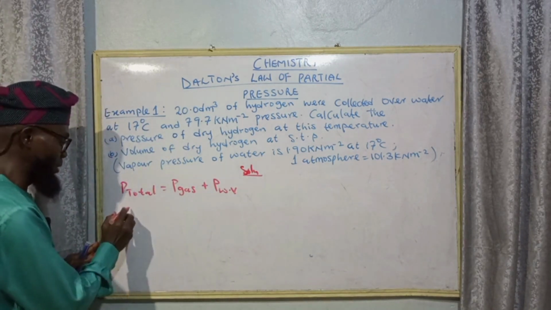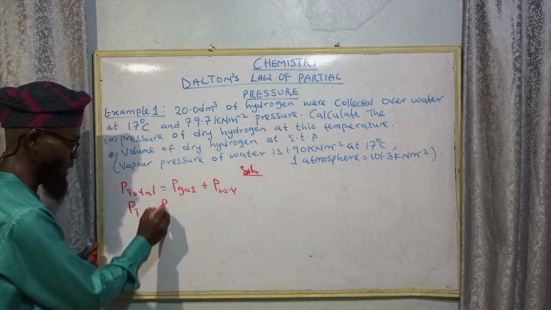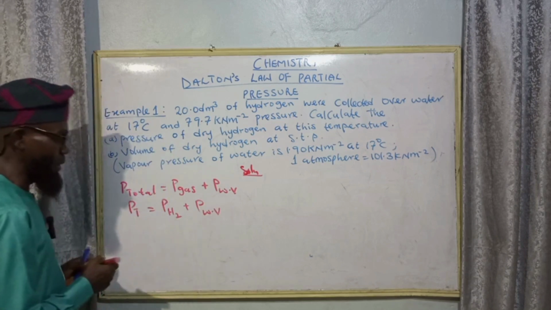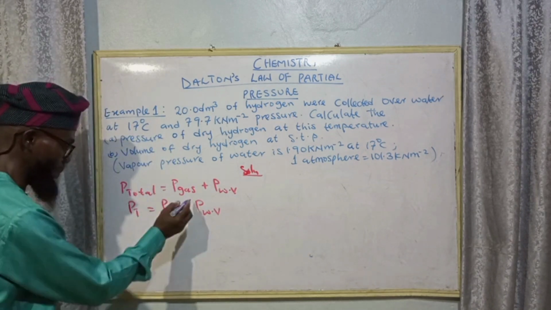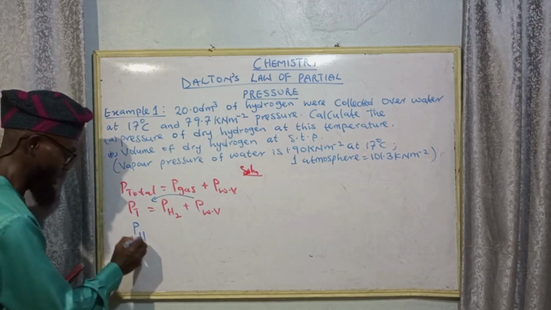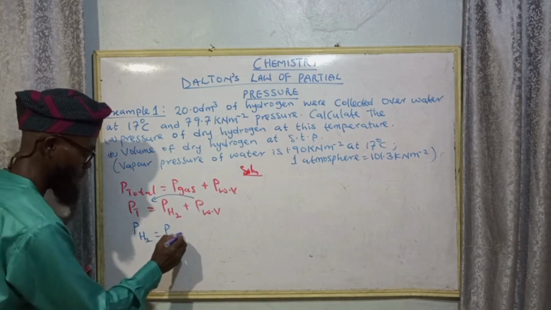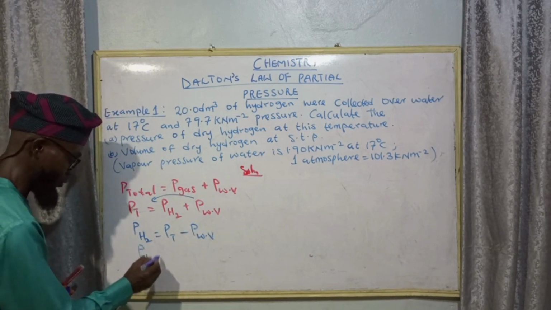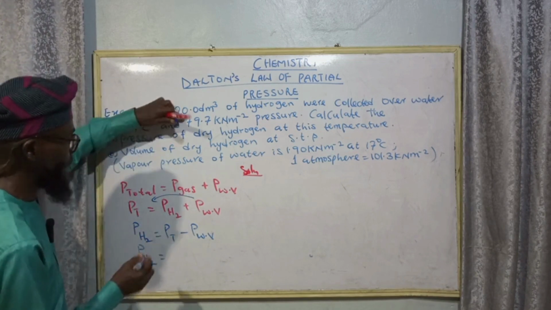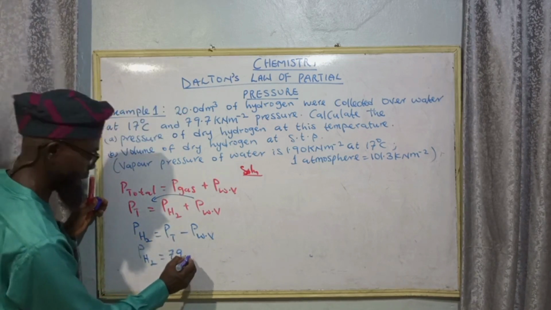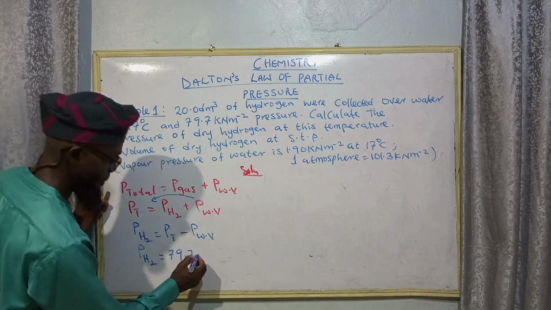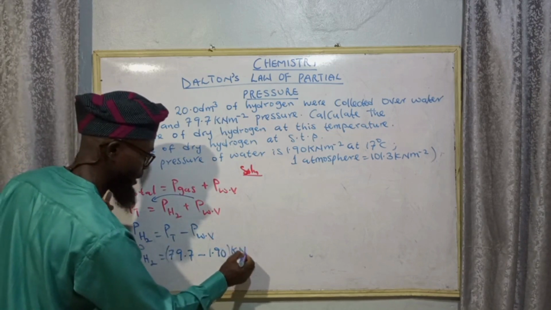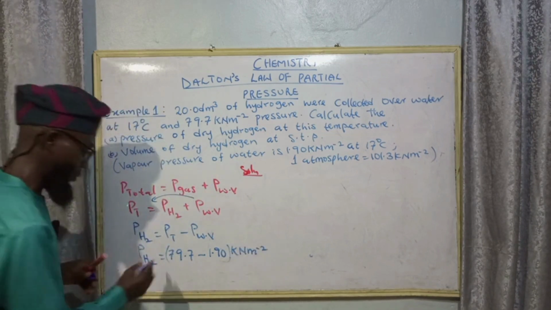Our gas now is hydrogen. P total is equal to pressure of hydrogen plus partial pressure of water vapor. From here, we can get the pressure of hydrogen by taking this one away. So pressure of hydrogen will equal total pressure minus pressure of water vapor. So from here, our pressure of hydrogen will equal total pressure, here we have 79.7 kilonewton, minus 1.90 kilonewton per meter square.